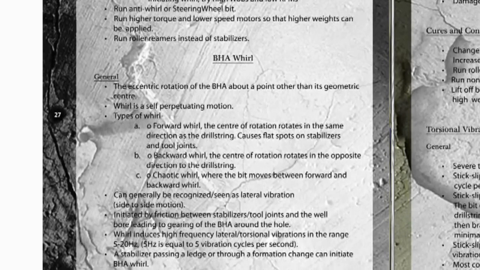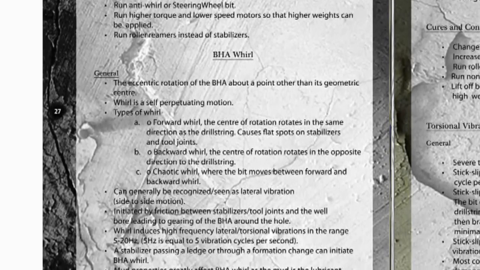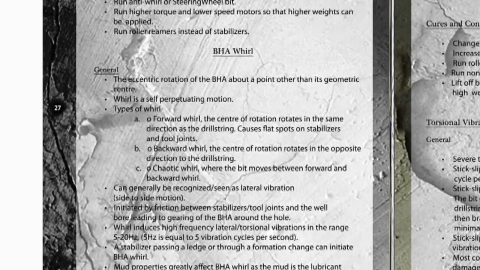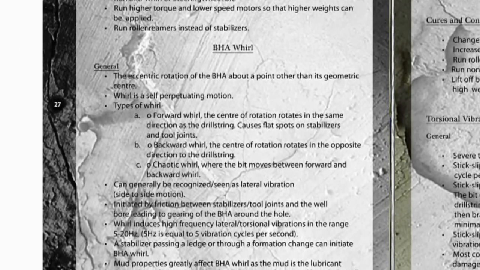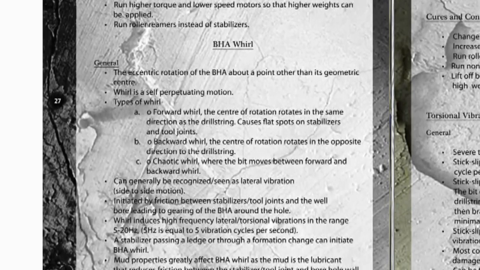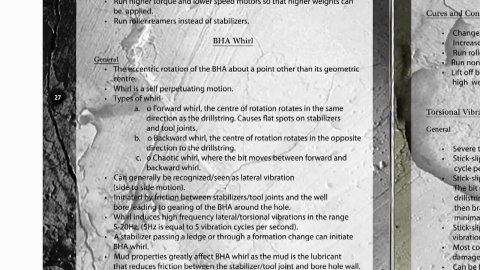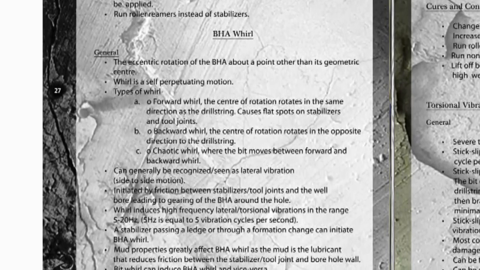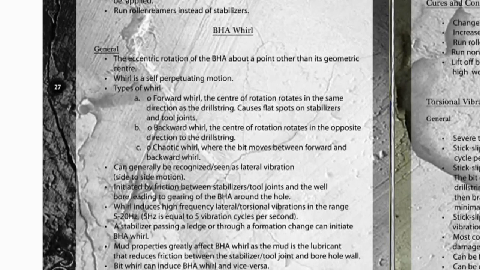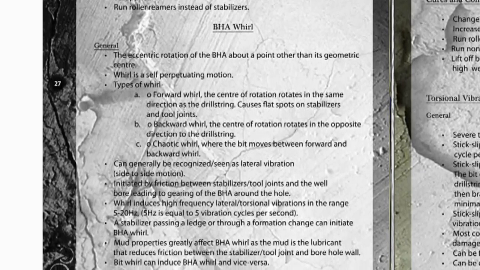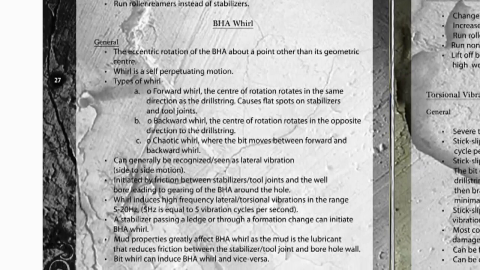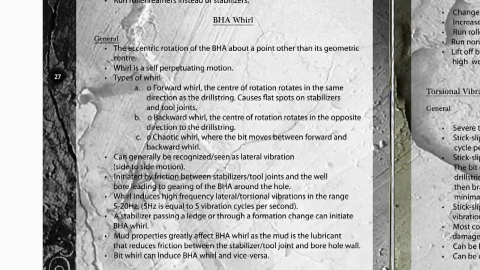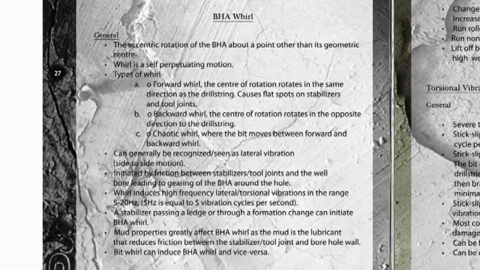Can generally be recognized or seen as lateral vibration, side-to-side motion. Initiated by friction between stabilizers or tool joints and the well bore, leading to gearing of the BHA around the hole. Whirl induces high-frequency lateral or torsional vibrations in the range of 5 to 20 Hz. 5 Hz is equal to 5 vibration cycles per second.